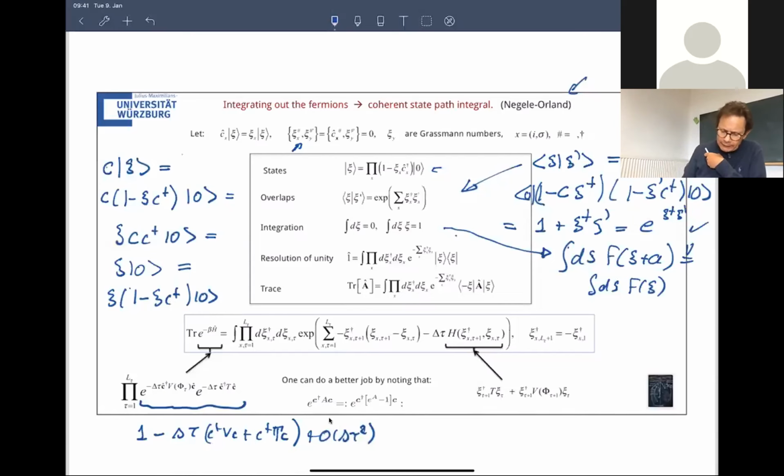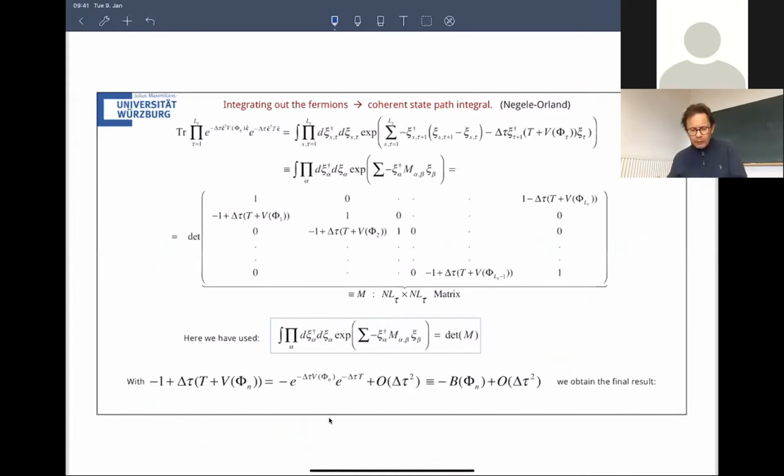So the next step is the following. Now I can define a matrix. I took this from the other slide, and I can define a matrix, psi dagger of alpha.